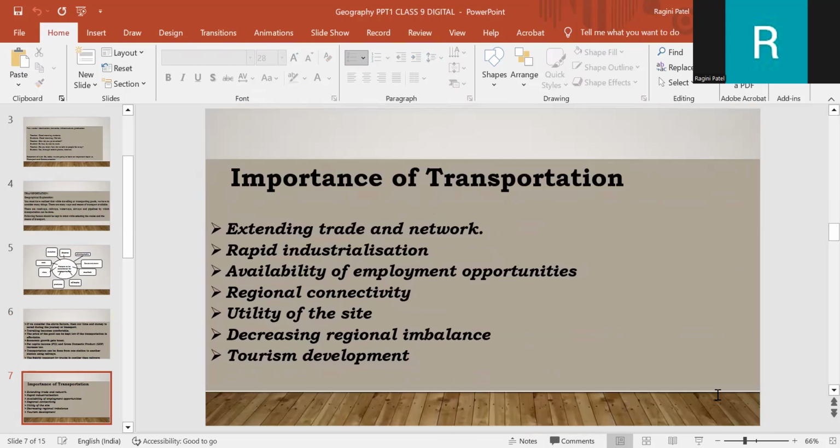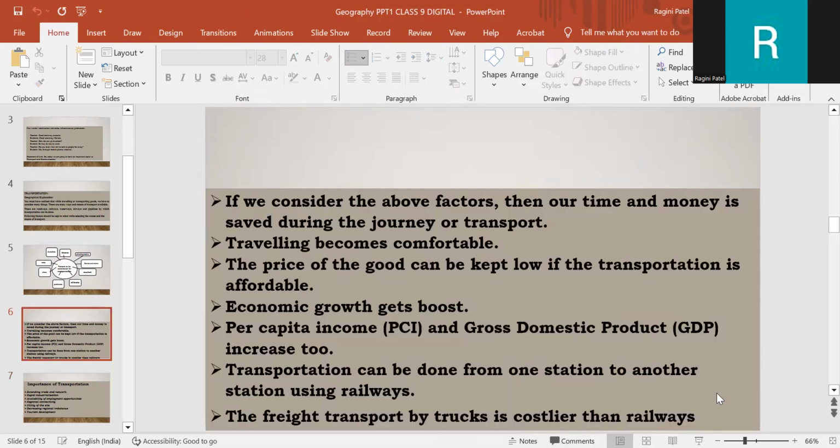Costlier than railways. Yes. Then when transport is planned properly, time and money are saved. Next, traveling becomes comfortable, goods become cheaper, economic activities increase. This leads to growth in GDP and per capita income. For example, transporting goods by railway is cheaper than trucks.